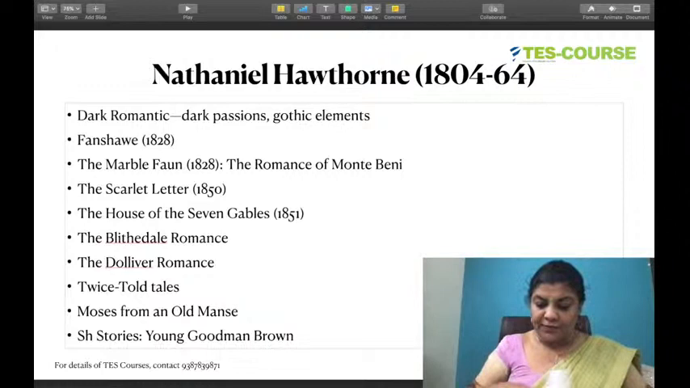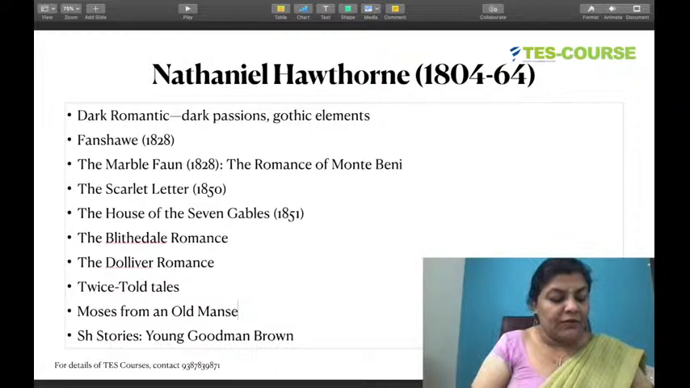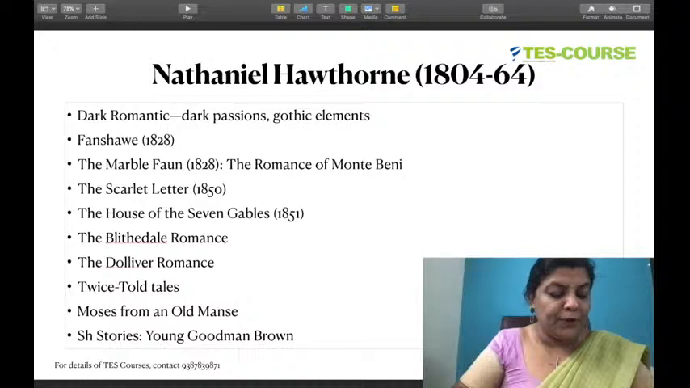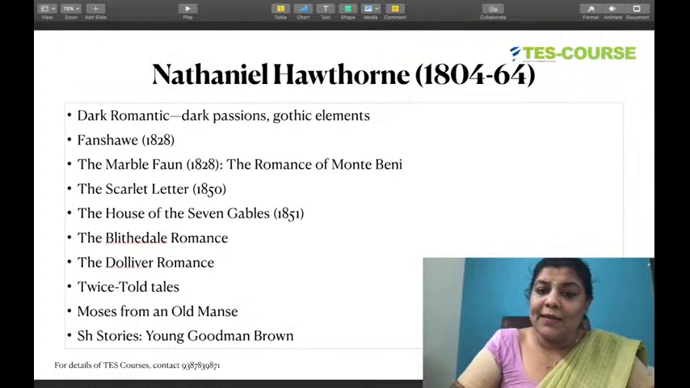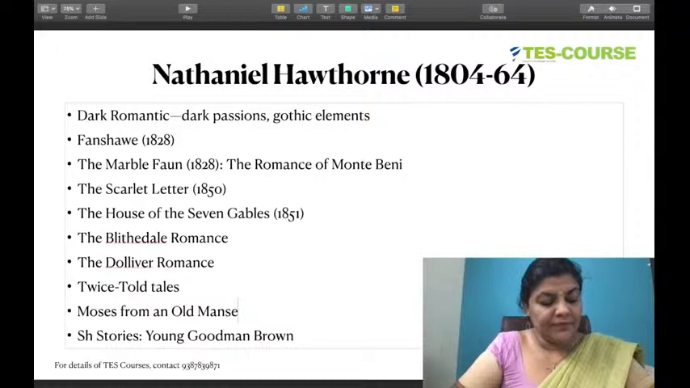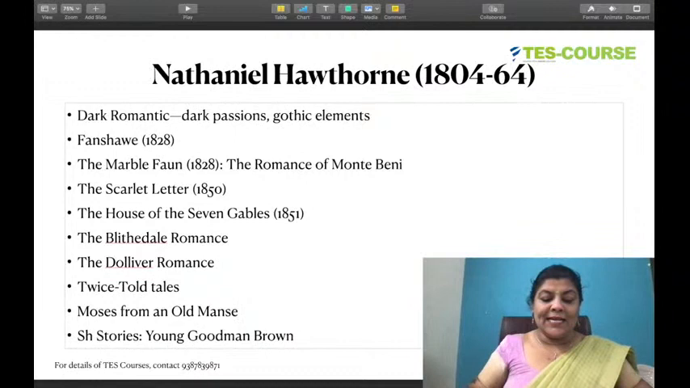Very good, very good. Then tell me, the Brook Farm Community is satirized in which book? The Brook Farm Community is satirized in The Blithedale Romance. What is the name of the protagonist in The Blithedale Romance? The protagonist in The Blithedale Romance is Miles Coverdale. Wonderful.